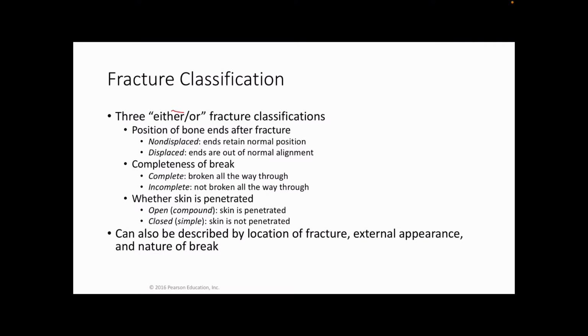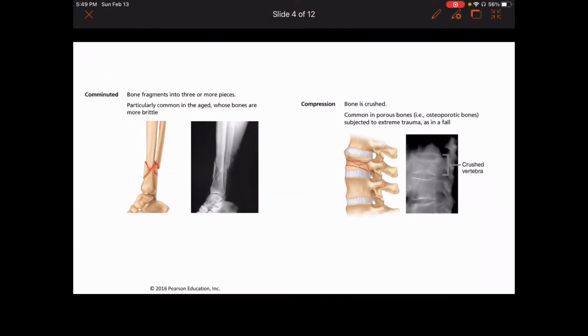Also, we describe it by location, like where did it happen? Also, how does it look on the outside? And then some other features of the nature of the break. In this case, we have a comminuted fracture and a compression fracture. The first type, the comminuted fracture, is when, say, someone steps down really hard and puts vertical force down on a bone and it actually just breaks. This is common in folks that have brittle bones or are aging. A compression fracture, sorry, is when the bone is actually crushed. We see this commonly with a crushed vertebra, as you can see here.